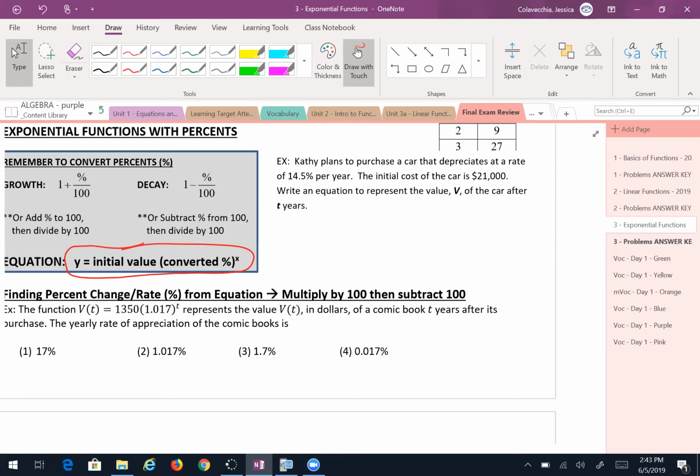Kathy plans to purchase a car that depreciates at a rate of 14.5% per year. The initial cost of the car is $21,000. Write an equation to represent the value V of the car after T years. Who can tell me, first off, what is our starting value? 21,000. That's our starting value. The initial cost of 21,000.